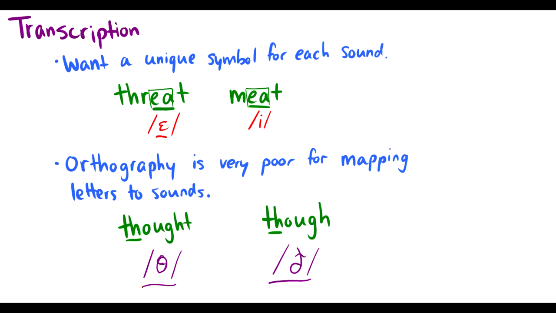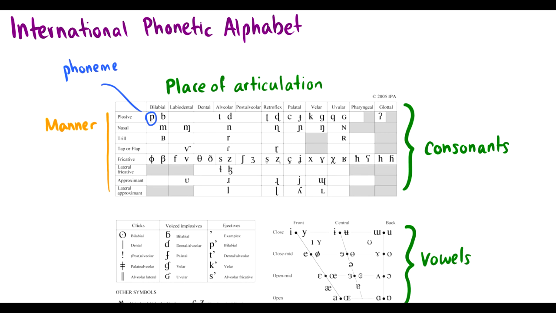That's the only difference between these two sounds. But there is a distinction to be made there, and it's important that our phonetic alphabet and our transcriptions will show the difference. Okay, so what is this phonetic alphabet I'm talking about? This is the International Phonetic Alphabet right here. So what does it show?